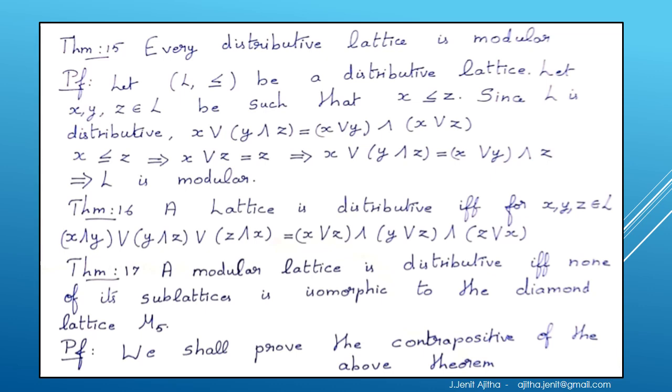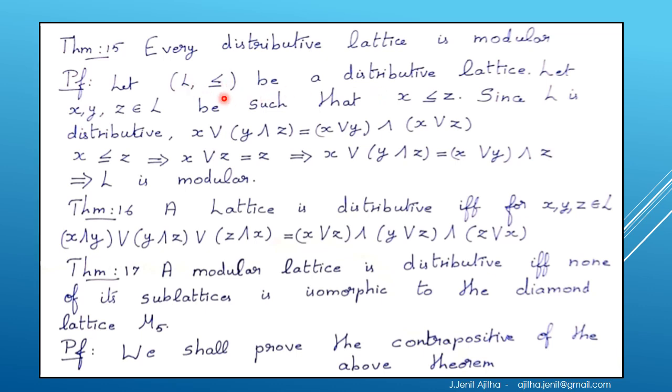The next theorem gives the relationship between a distributive lattice and a modular lattice. Every distributive lattice is modular, but the converse is not true. And you can find examples for that, that is, examples for a modular lattice which is not distributive. Now we'll see the proof for this.